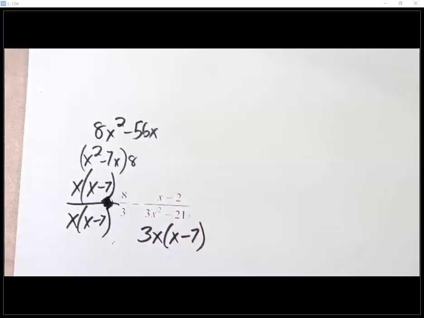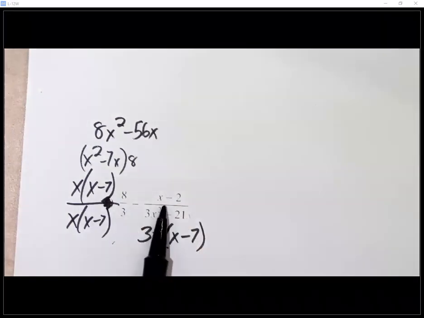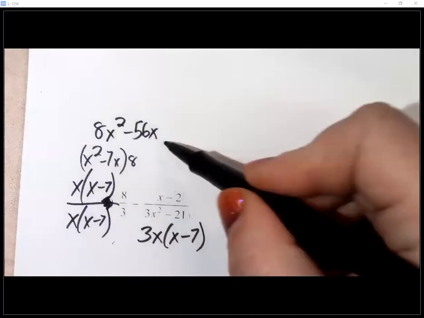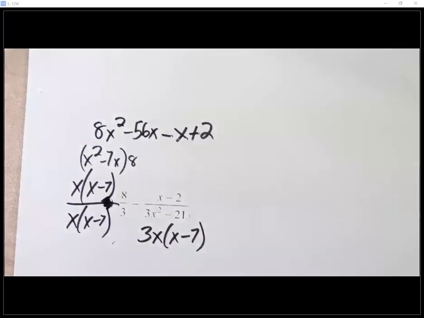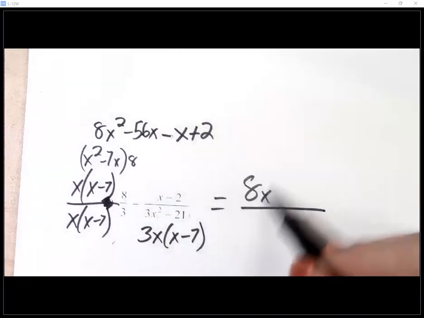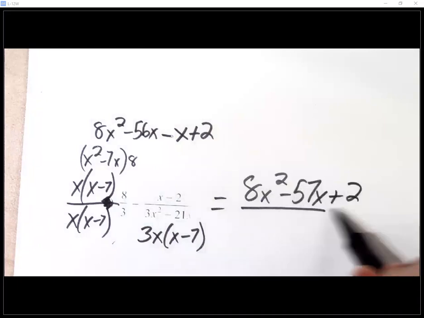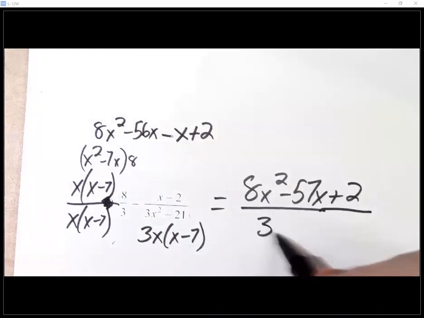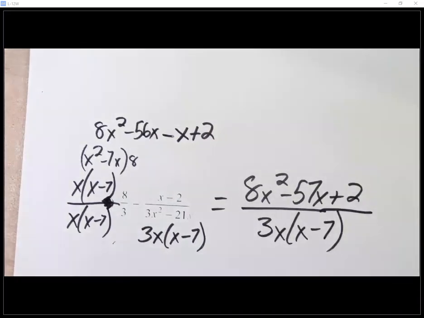And then notice, look, you are subtracting this whole fraction. So that's now minus x plus 2. Be careful. So my numerator now becomes 8x squared minus 57x plus 2, and it's all over the common denominator, 3x times x minus 7. Does that factor any further? No, I think that's it. So we are done.